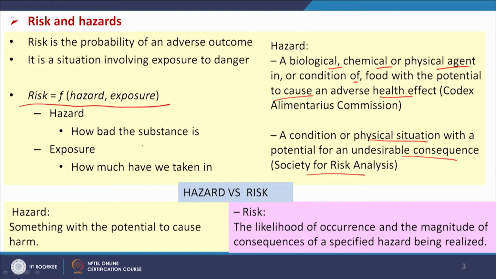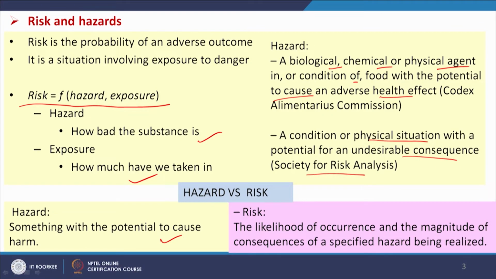Hazard means how bad the substance is, and exposure is how much have we taken in. So, these two factors influence or decide the actual risk. One is hazard, another is the exposure. So, we see that hazard is something with the potential to cause harm, and risk is the likelihood of occurrence and the magnitude of consequences of a specified hazard being realized. So, this is the risk and hazard by definition. Now, we will see hazard categories and examples of potential hazard manifestations.